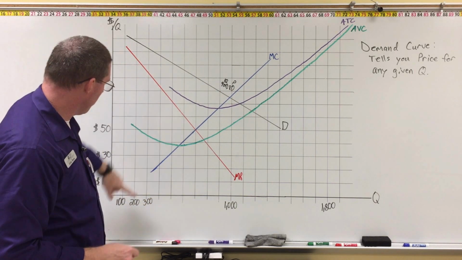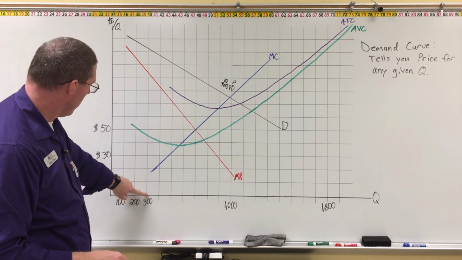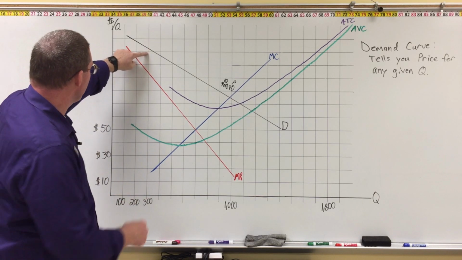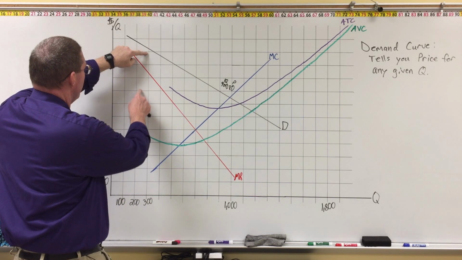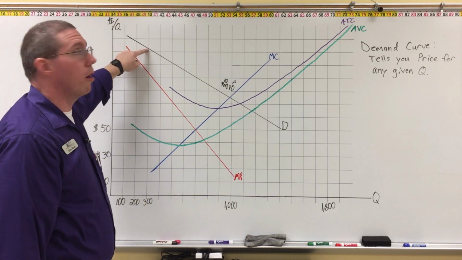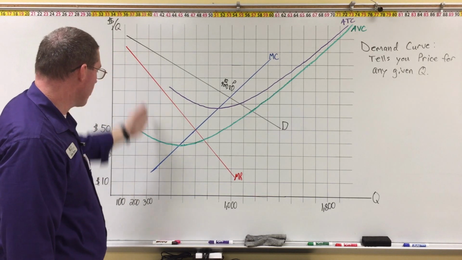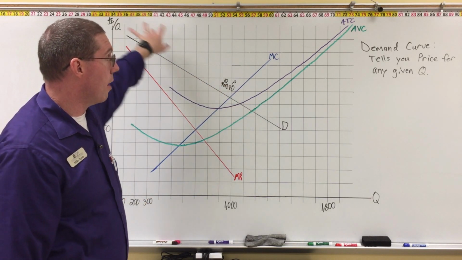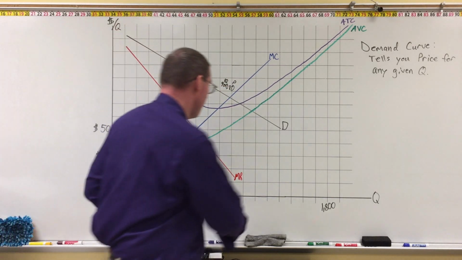Here, if we go to a quantity of 300, we go up to just above this line. This line is 50, 60, 70, 80, 90, 100, 110. That's about 100, maybe 102 or $103, would be the price at a quantity of 300. All right, so that's how we identify the price.